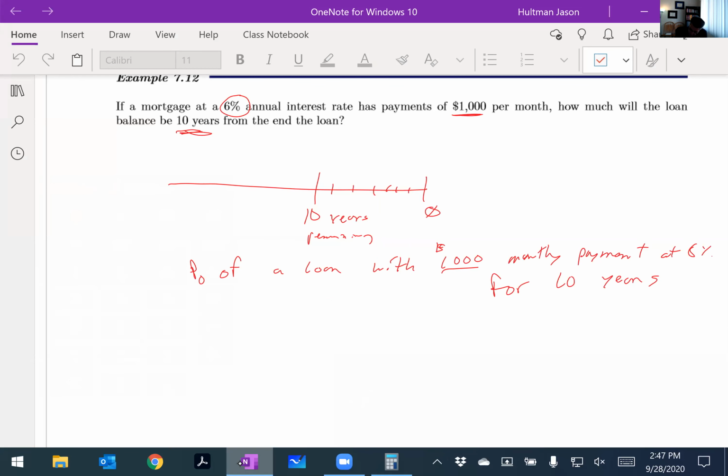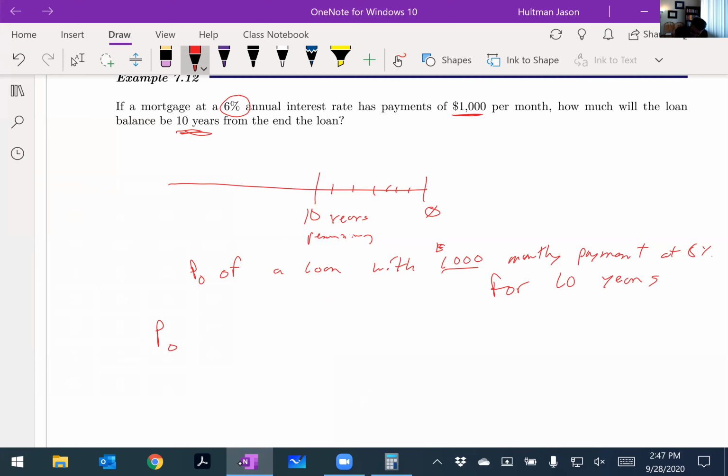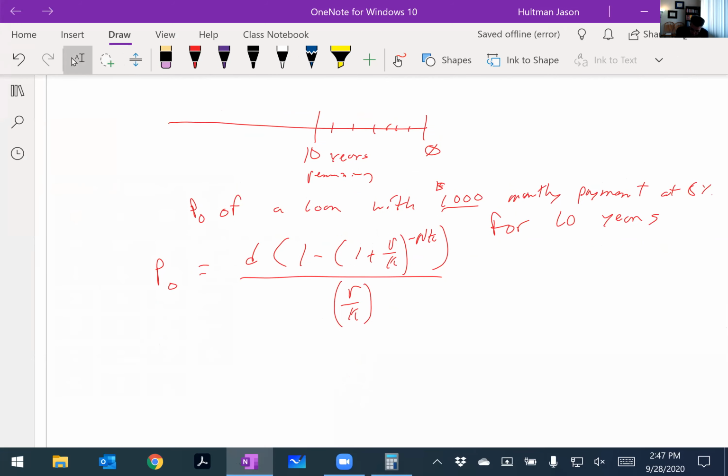Okay, we've already answered a question like that. And we're just going to use the same formula, D times 1 minus 1 plus r over k, to the negative nk, all over r over k. Okay, so let's just plug in and see what we get. So P naught is equal to D.